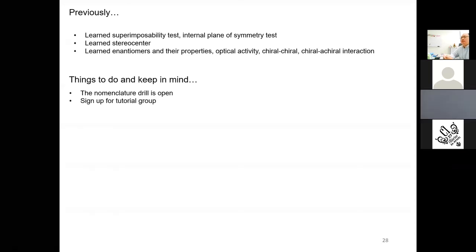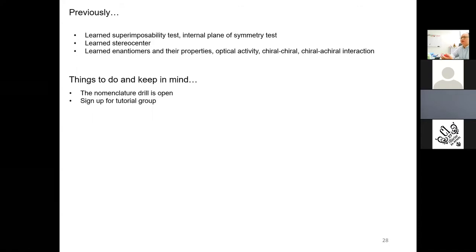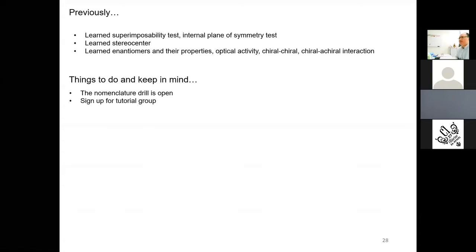And we also learned the concept of enantiomers and their physical and chemical properties. Particularly important is the optical activity, where different enantiomers have opposite optical activities. And there are two types of interaction, one is chiral-chiral, one is chiral-achiral. All right, so just two small things to keep in mind.